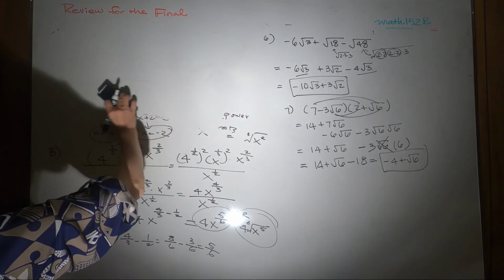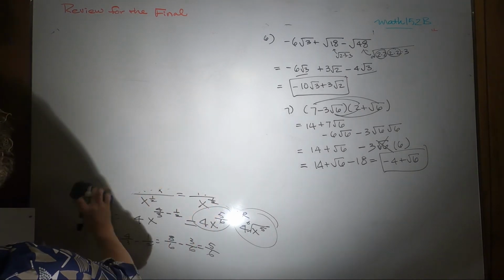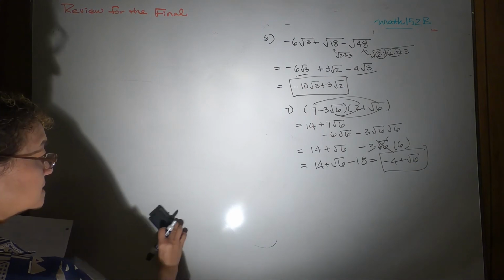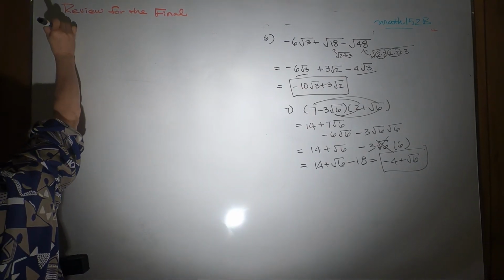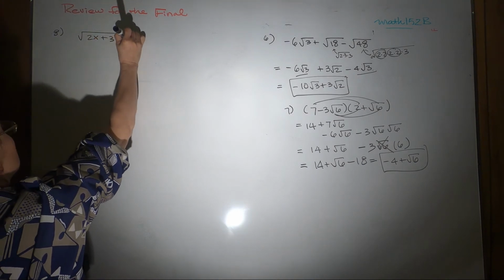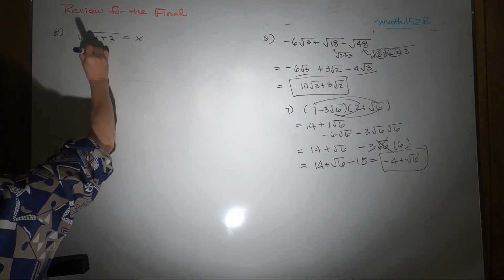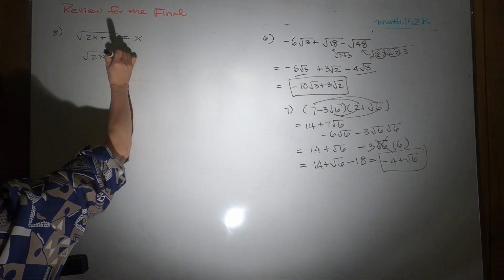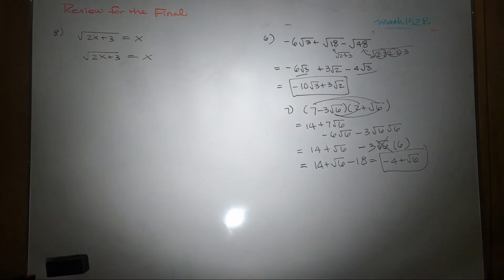So we did what? Add, subtract, multiply, right? And you practice your divisions as well. Next one, we have square root of 2x plus 3 equals x. So we have radical equations here. Then to solve it, we have to get rid of radicals before we can resolve it, right?